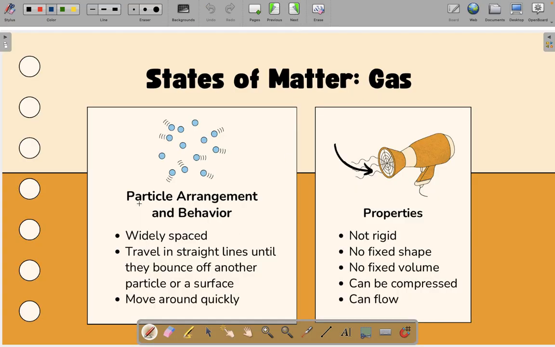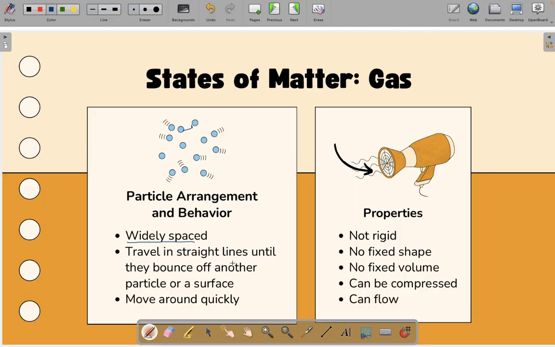So how are the particles in gas arranged? The first thing is they are widely spaced. The space is very much wider when compared to liquid. For solid, the space was very small. For liquid, it was slightly larger than solid, and for gases, it is very wide. So the distance between two molecules is very far apart.